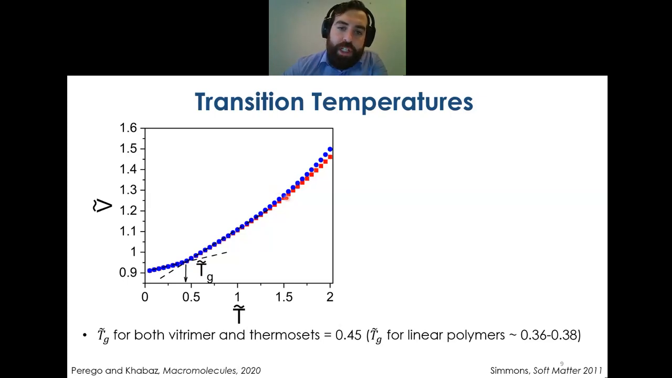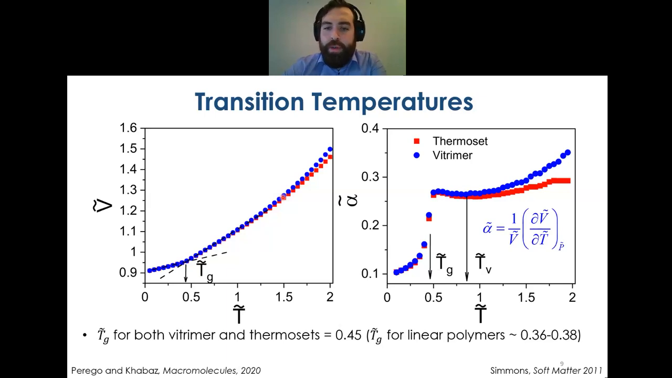However, we don't see a clear deviation from the thermoset to calculate the topological freezing temperature. So in order to do that, we can analyze the coefficient of thermal expansion alpha and plot it against the temperature as well. And here there is a more clear divergence that happens as we increase the temperature. And we propose that this divergence, the beginning of this divergence, is indeed the topological freezing temperature Tv. And we estimate it to be around 0.87.